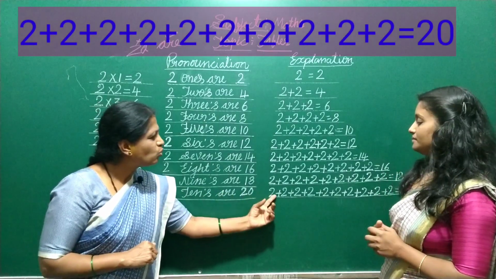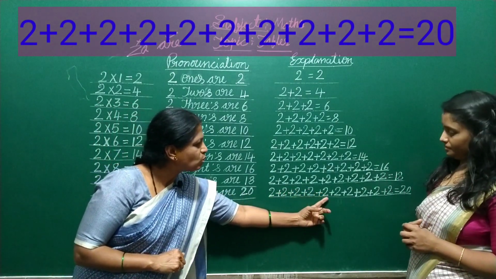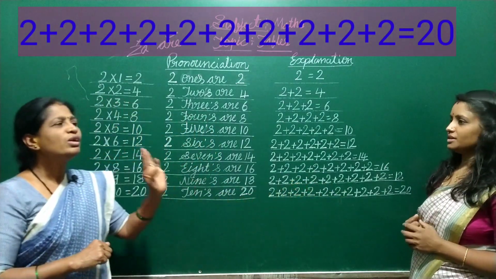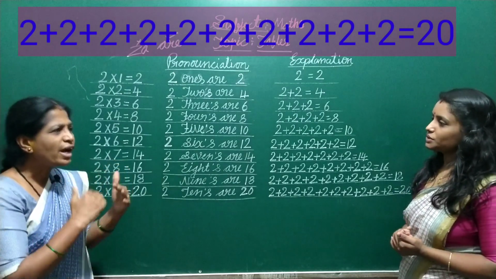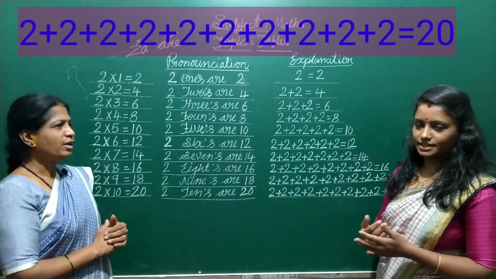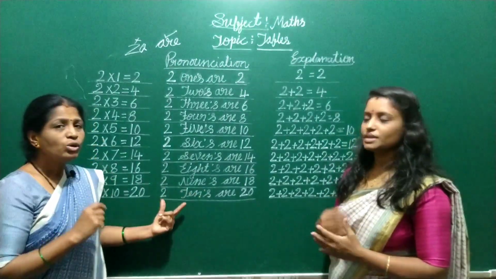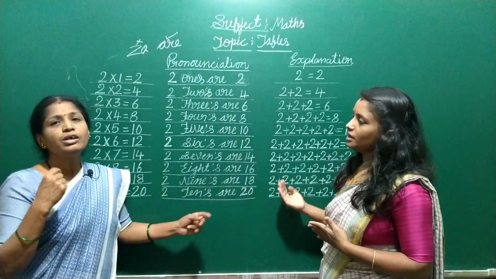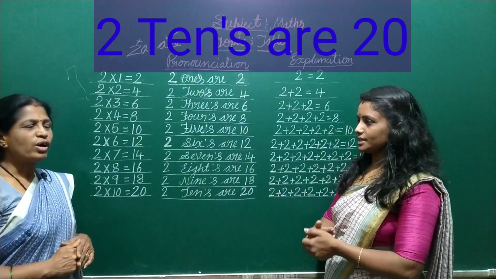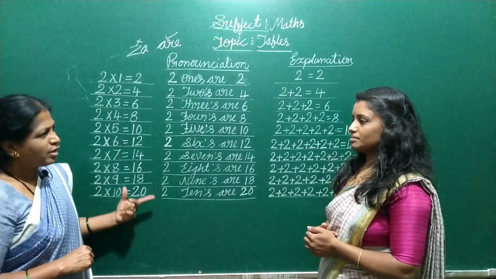When you add 2 plus 2 plus 2, all together, you will get 20. 10 times 2s are there. Yes, ma'am. Now how to pronounce? 2 tens are 20. You understood? Yes, ma'am. Now once again shall we learn the tables?